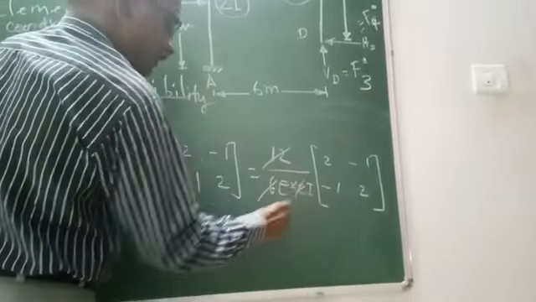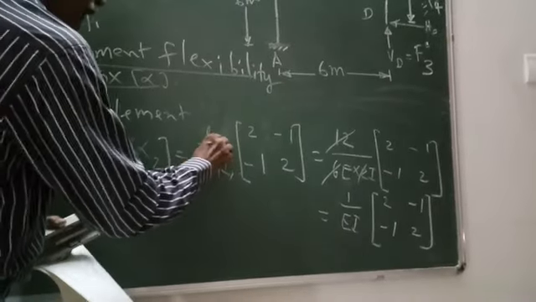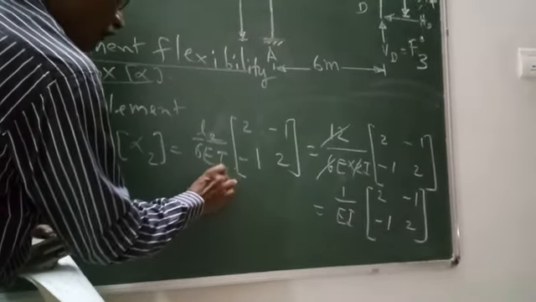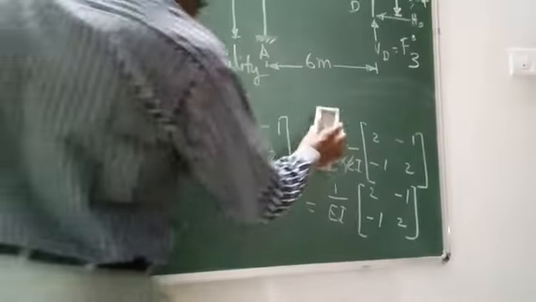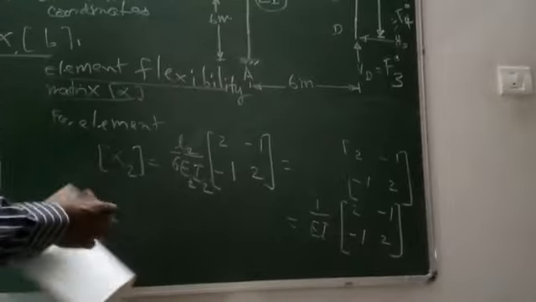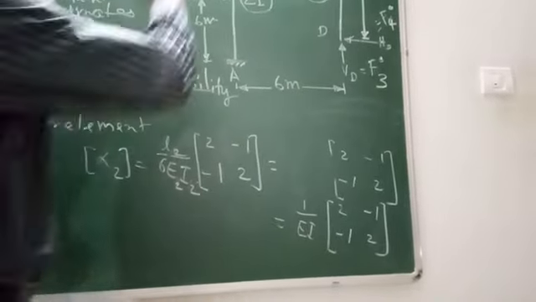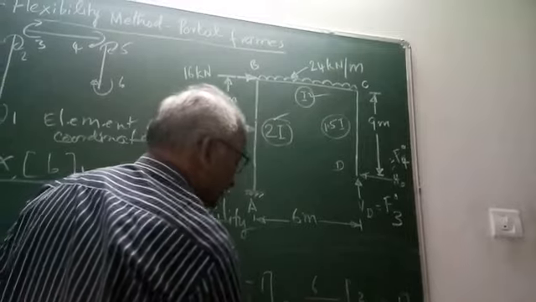Now for element number 2, it is L2 by 6 E2 I2, the same formula. Now L2 is 6 meters. L2 is this 6 meters, L2 is 6 meters by 6 E into I2 is I.